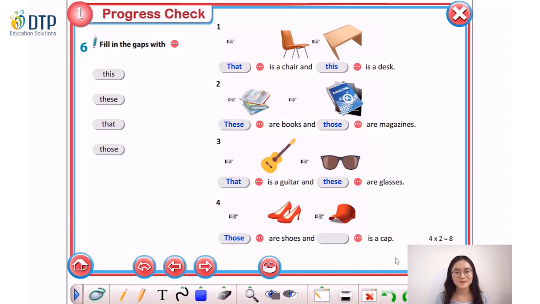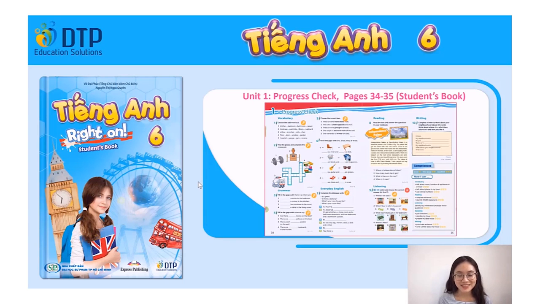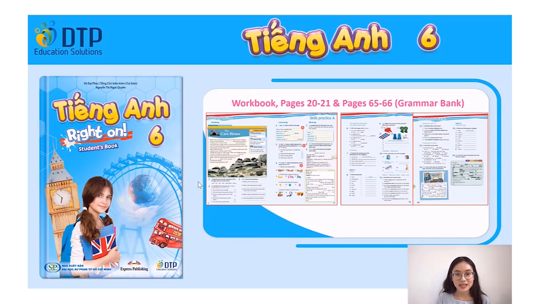Perfect. And the last one, cat. Okay, there is only one cat. And the hand is near the cat. So which one should we use, guys? Bingo! We have to use this is a cat. Okay? So in this exercise, you will have 2 points for each correct answers. Now to sum up, today we have reviewed and do some exercise on all the language points that we have learned in Unit 1. So for homework and more practice, please do the exercise in your workbook, pages 20 and 21, as well as pages 65 and 66 in your grammar bank.